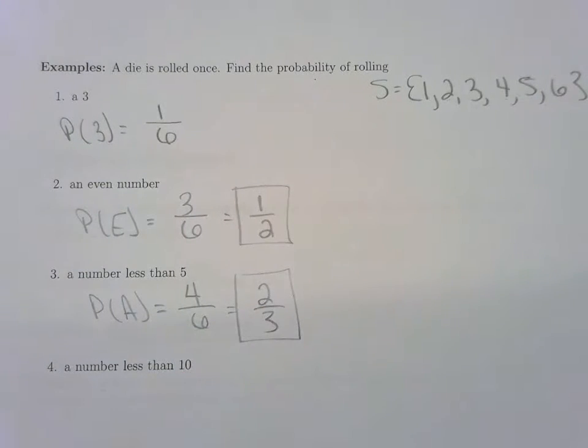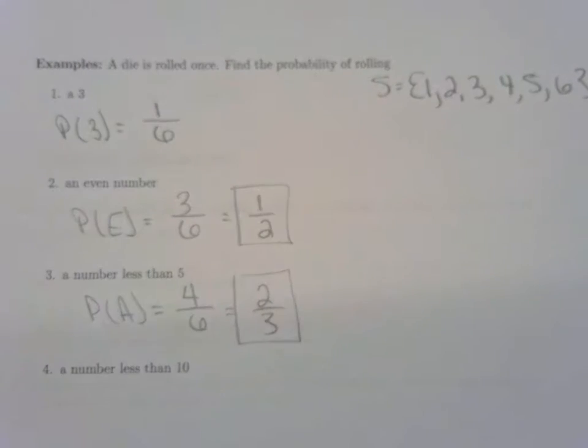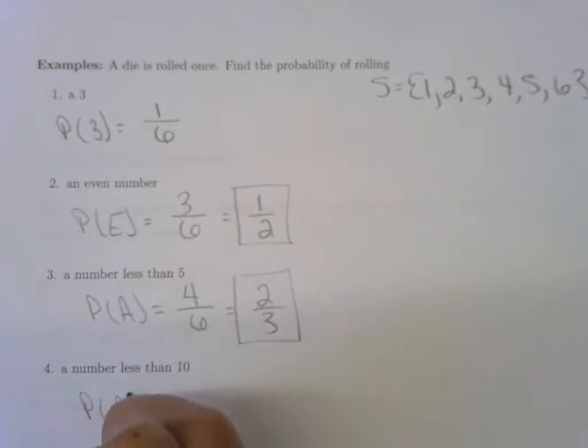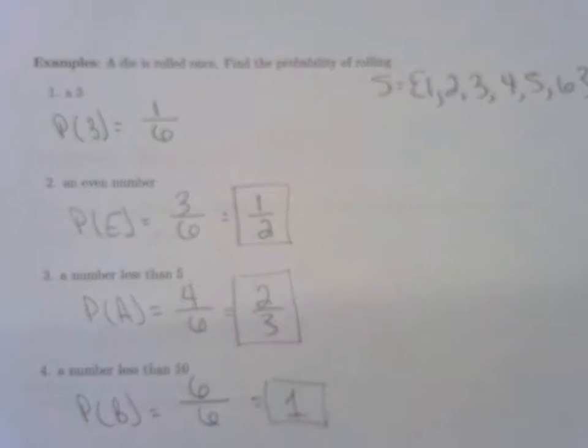Number 4, a number less than 10. If you look in our sample space, that's 1, 2, 3, 4, 5, 6. I'm going to name this B since I've already used A. We have 6 that are less than 10 out of 6 total. That is 1.